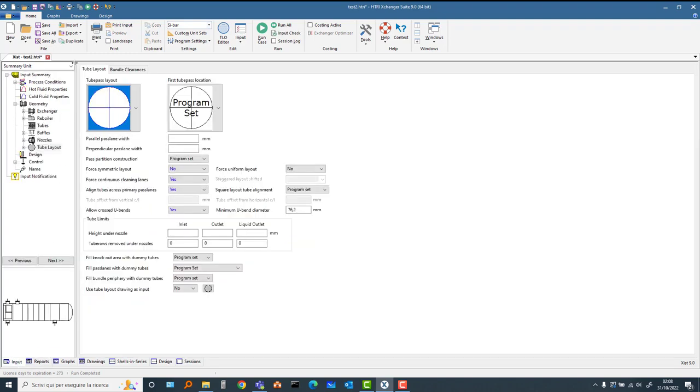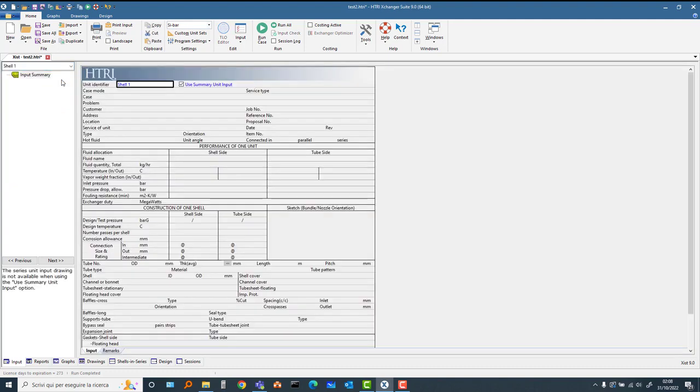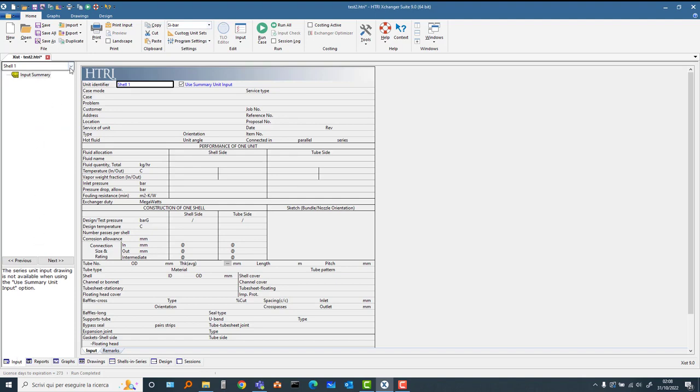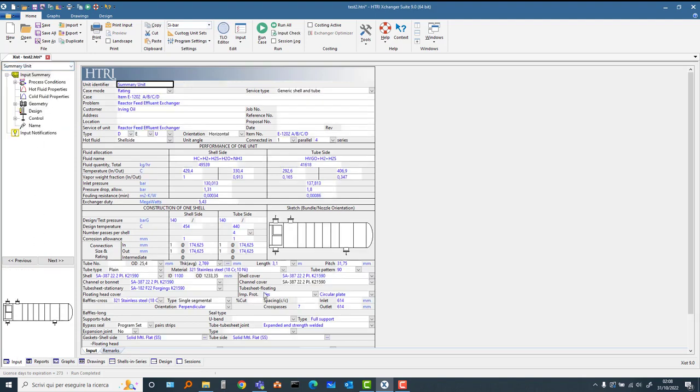Okay, let's come back to the input. We take, for example, the first shell, and we look at the drawings. 796 tubes. This is exactly the tube layout we had seen a few minutes ago. Now, if we want to increase the number of tube passes, it's very easy. We come back to the input, we take the summary unit, and we say that we want a 6-pass heat exchanger, or a series of 6-pass heat exchangers. Then we run our case again.